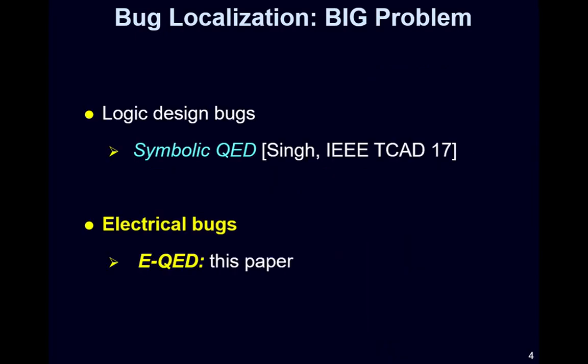There are two main types of bugs. You have logic design bugs, which by their name are present in the logical design that you actually have. This can be localized by using symbolic QED. Today, however, we're going to talk about electrical bugs.